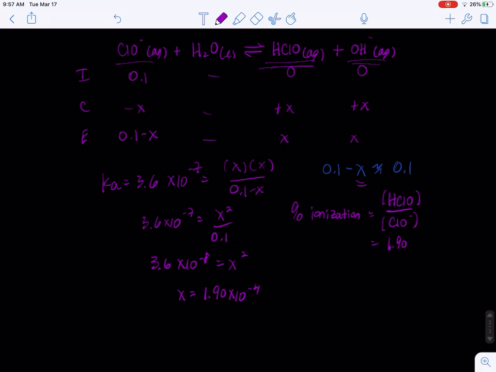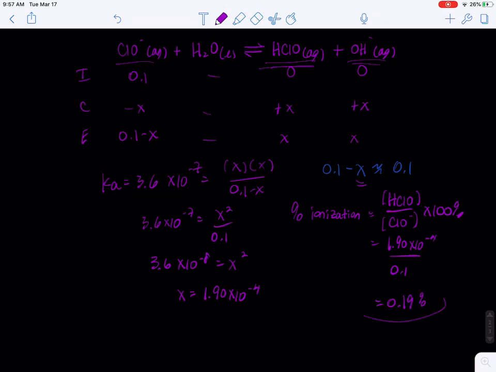1.90 times 10 to the minus 4 over 0.1, and I want to multiply by 100 just to move the decimal place over in my calculator. And what do I get? I get 0.19. Okay.